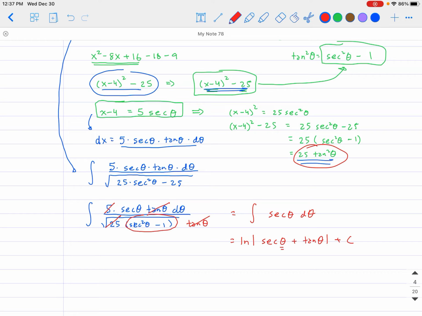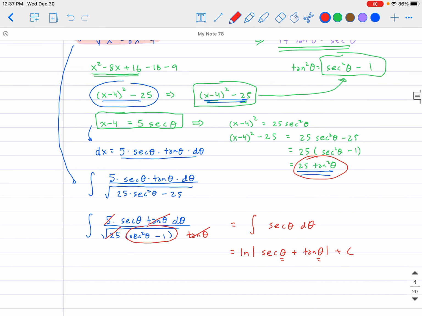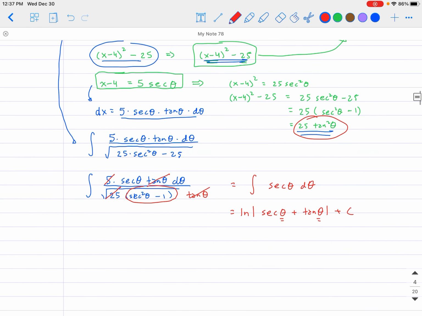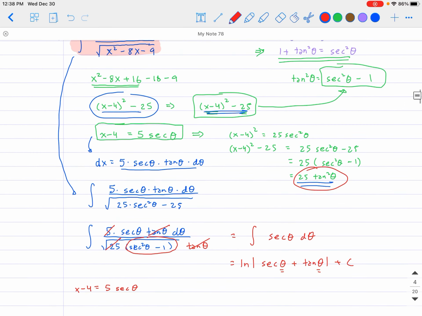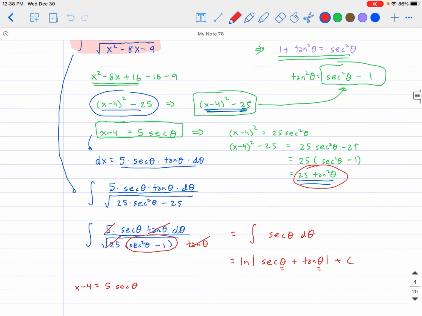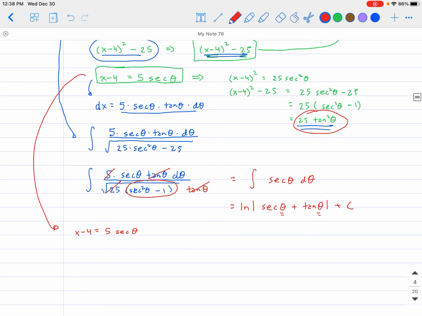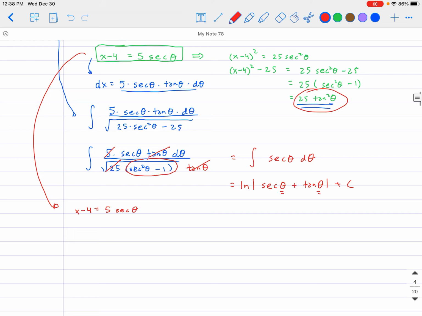Now we need to change everything back in terms of x. So that means we need to get rid of those secant of theta and tangent of theta. So go to my substitution earlier. It was x minus 4 is equal to 5 times the secant of theta. That was my substitution from way at the very top right there. Okay, so I'm just going to bring that down, and we're going to create that triangle then. So x minus 4 divided by 5 is equal to secant of theta.